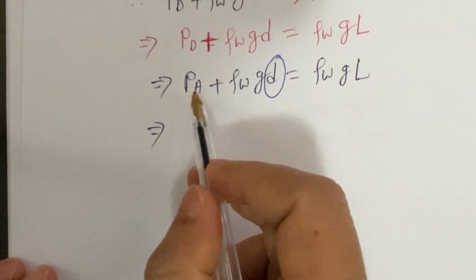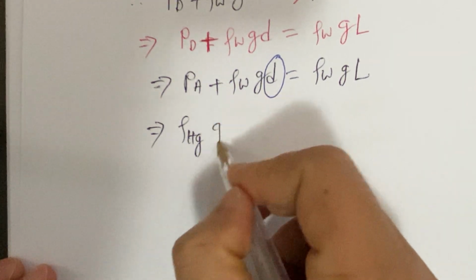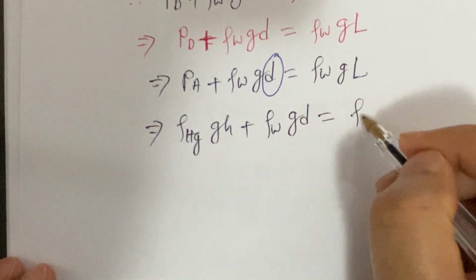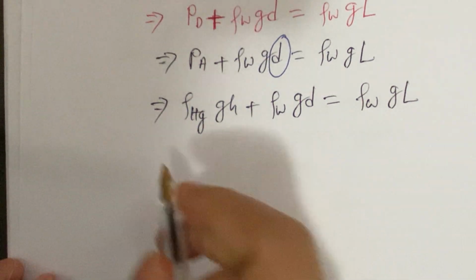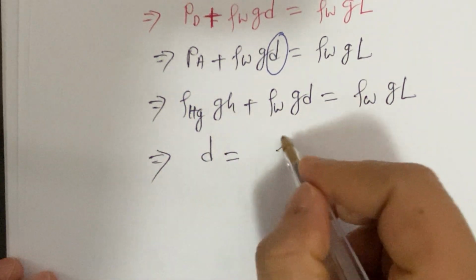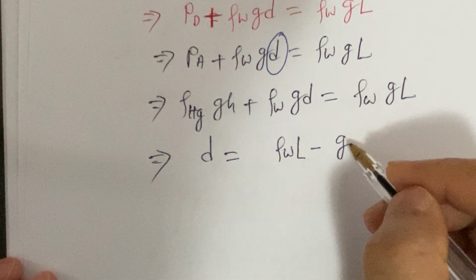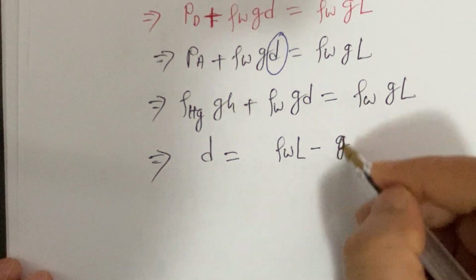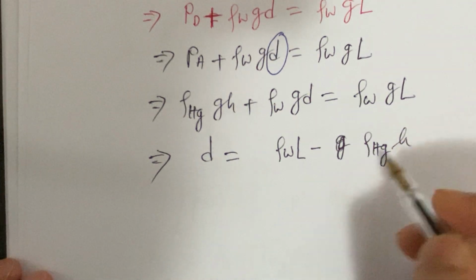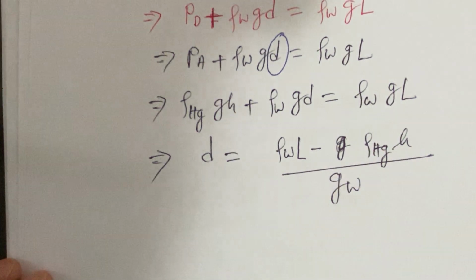So now guys, we know the pressure at this point A. This is the density of mercury, g, and H. And this is the density of water, g, D. This is the density of water, g, L. If we simplify this relation, then D will be the density of water times L, minus the density of mercury and H, over rho W g.